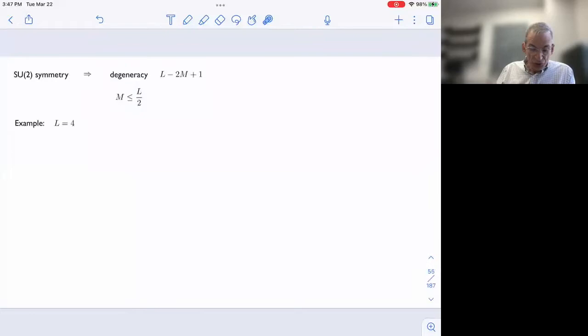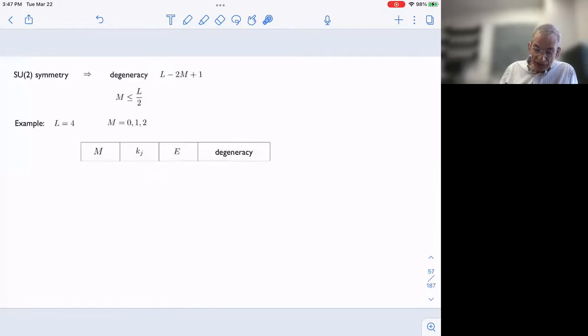So just to show you how all that works, let's do a simple example. Let's consider the case where the length of the chain is 4. So according to this, m can either be 0, 1, or 2, right? Half of L is 2. That's the maximum. So let's make a table. In the first column, I'll put the m value. Second column, the k's, the solutions of the Bethe equations. Here, the corresponding energies. And here, the degeneracies given by this formula.